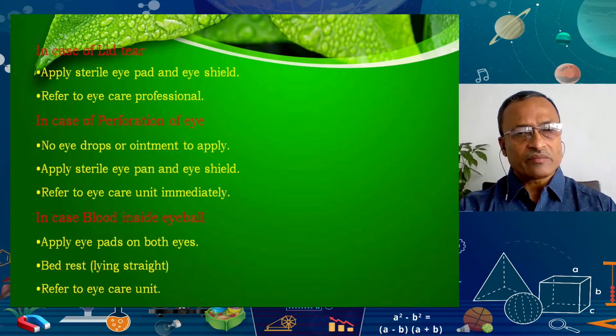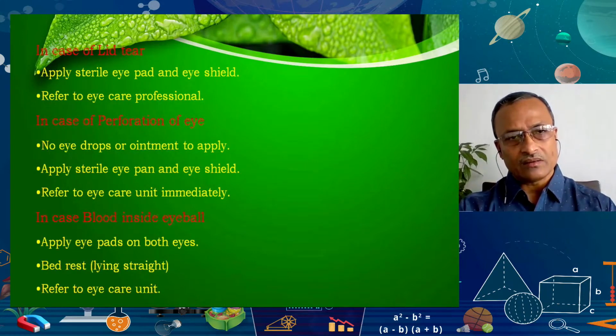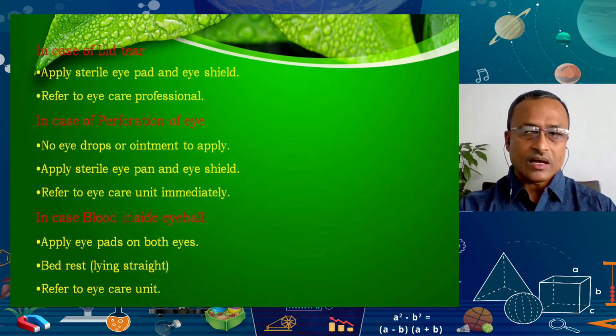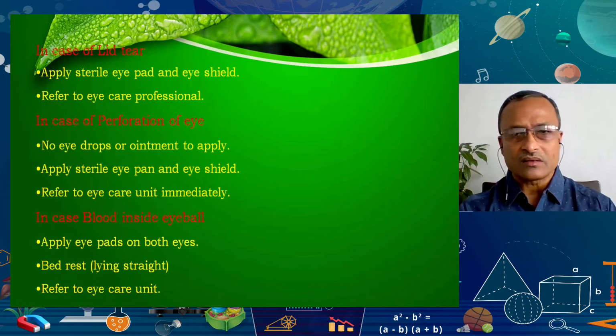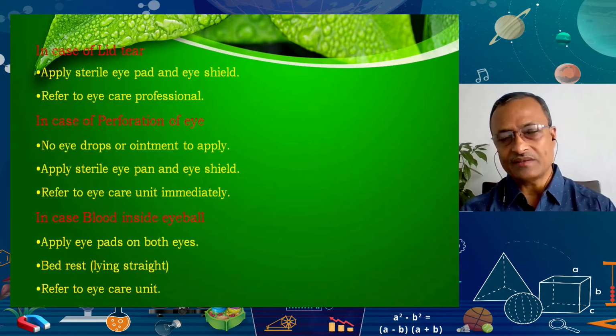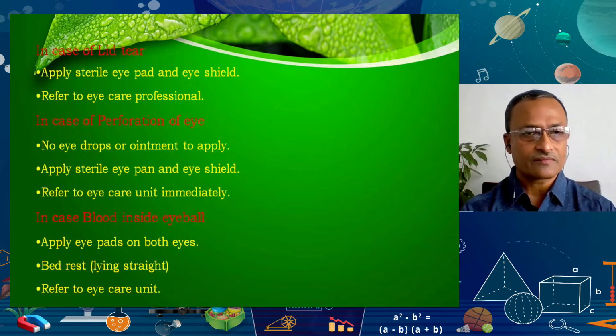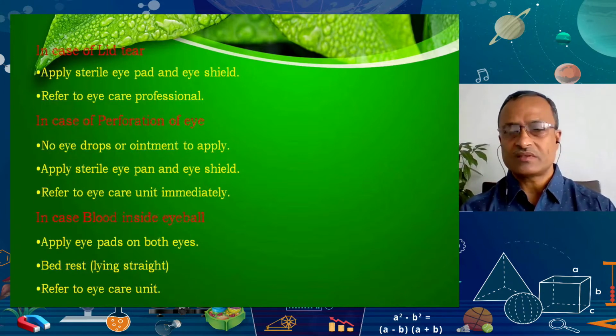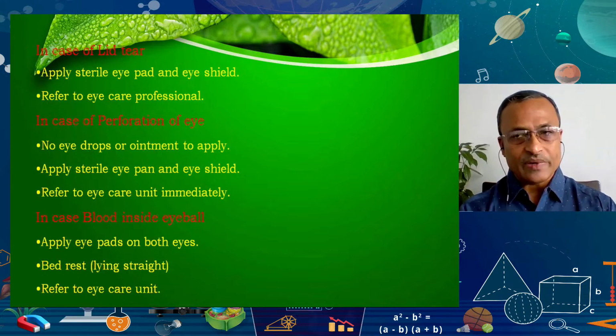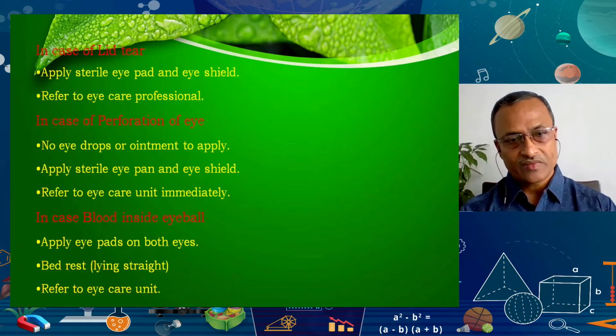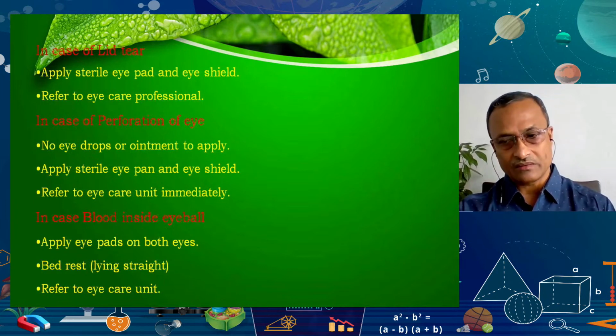Now, if you have a perforation in your eye, then no eye drops or ointment should be applied. Apply a sterile eye pad or eye shield. Eye pads are the cup-like structures which help in covering the eyes so that no further damage is caused, and refer to your ophthalmologist at the earliest. In case of any blood inside the eyeball, you should apply eye pads for both the eyes. Bed rest, you should lie straight and refer to the ophthalmologist.